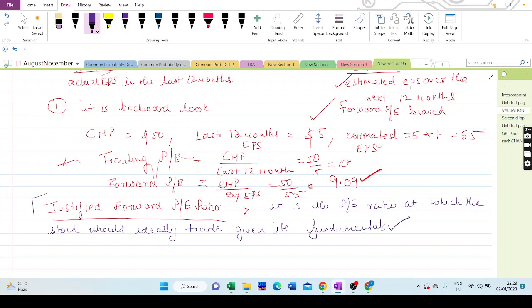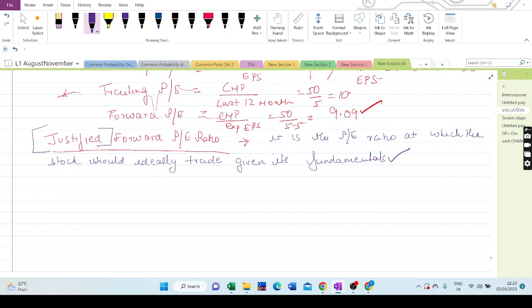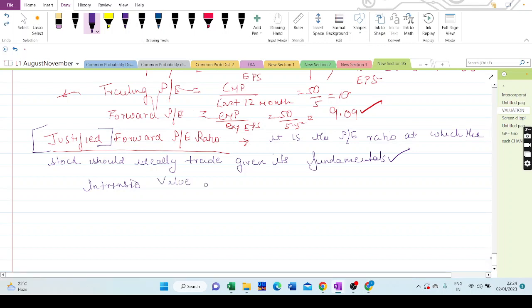That is why we use the term justified. Or you can say that this is the intrinsic PE ratio. This should be the real PE ratio of a particular stock. Right. Okay, guys, when we discussed the Gordon growth model, the intrinsic value of a stock, how did we calculate the intrinsic value of a stock?